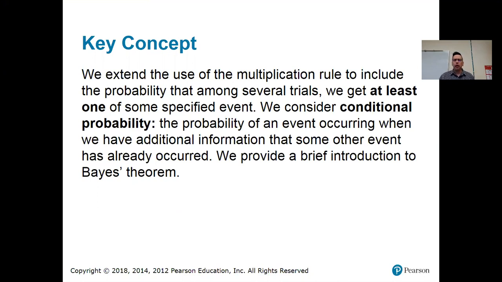least one. At least one sets off alarm bells for complement rule. And then we talk about conditional probability. So we've sort of talked about conditional probability a little bit already when we talked about the multiplication rule. When you do the probability that A happens on the first trial and B happens on the second trial, you do probability A happens on the first trial, and then you multiply that by the probability B happens on the second trial, given that A happened on the first trial. That's an example of a conditional probability. And then we're going to do a little brief introduction to Bayes' theorem.